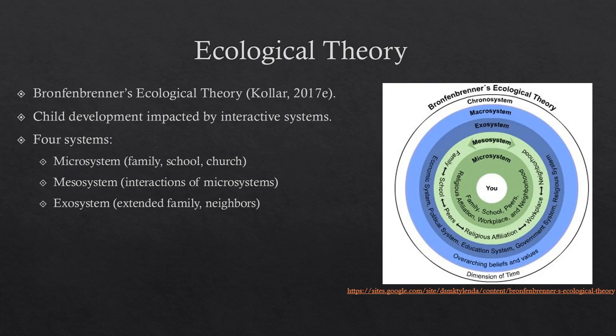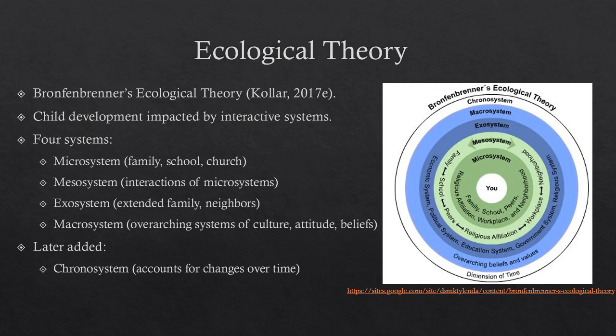Then the next thing to affect them would be their exosystem, which is extended family members, maybe neighbors, things that they might have contact with, but not as often as they would for parts of their microsystem. Then they had their macrosystem, which was essentially the overarching systems of their culture, attitudes, beliefs, maybe political opinions, things happening at government level that might play a role in what's happening in the child's home life. Later, chronosystem was added to this, and that essentially accounted for changes over the lifespan, major life events that would play a role in these different systems.